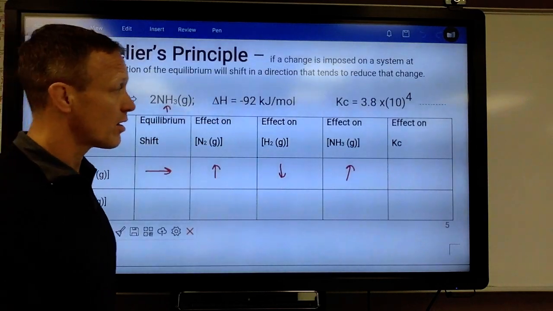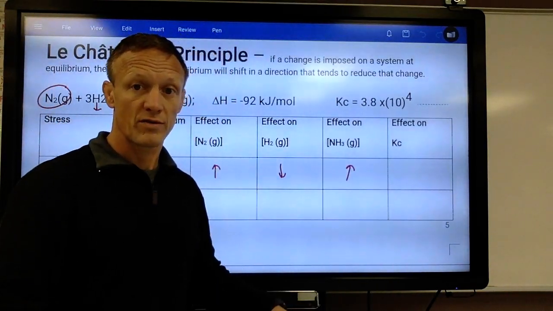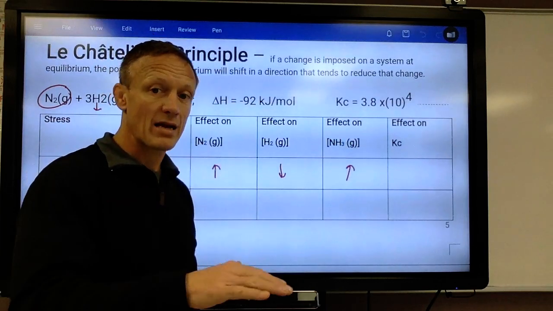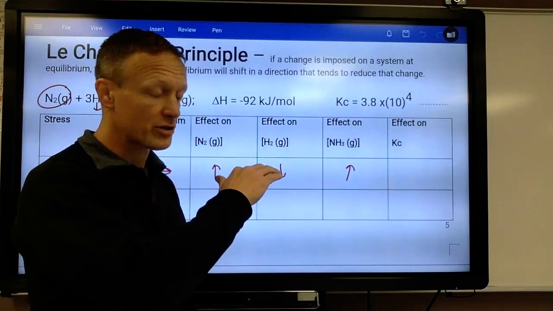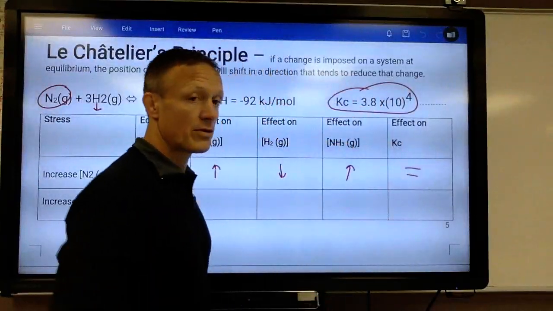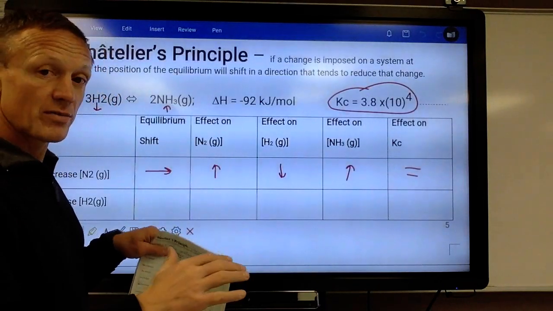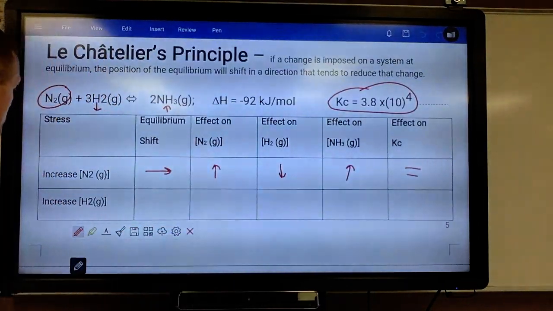Now, the effect on our K value is nothing once everything settles out. It will always get back to that K value in this case when we change the concentration. So K value will be the same as it was before. It'll stay at that value. Okay, now for a second it would not, but then it would shift until we get back to that ratio.